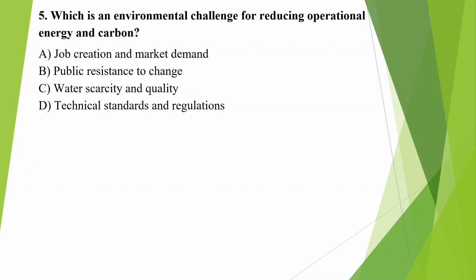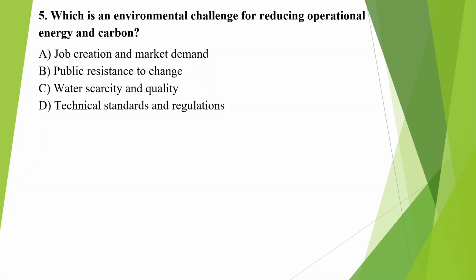So for this question number 5, option C is the correct answer. It was asking about the environmental challenge for reducing the operational energy and carbon. So whoever has opted for option C, water scarcity and quality, these come under the environmental challenges, and other environmental challenges can be resource sustainability, land use, biodiversity, waste management, climate impacts, etc. Out of the four options, job creation, market demand, or public resistance to change, this public resistance to change comes under the social challenge, not the environmental challenge. When it is asking about the environmental challenge, then option C will be the correct answer.